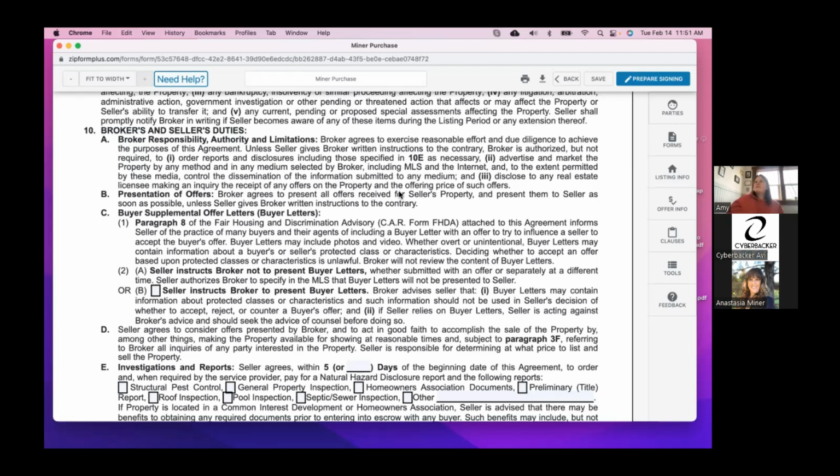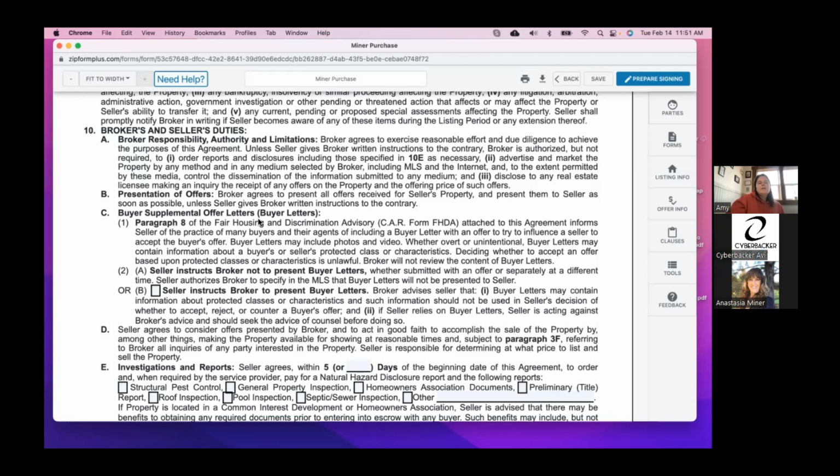We're given permission in the listing agreement to disclose the presence of additional offers and what the offer prices are. Okay. Presentation of offers. Broker agrees to present all offers received for the seller's property and present them to seller as soon as possible, unless seller gives broker written instructions to the contrary. So if the seller does not want to receive offers until a specific date, we need to have that in writing, either as part of our listing agreement or on a modification of terms.